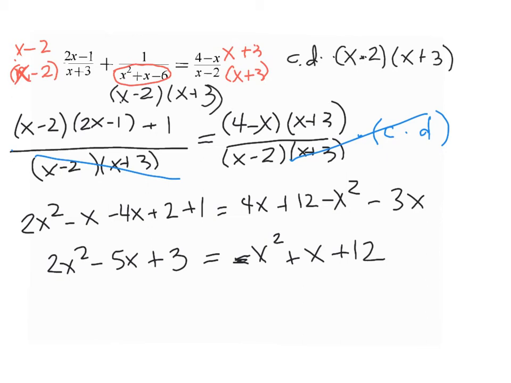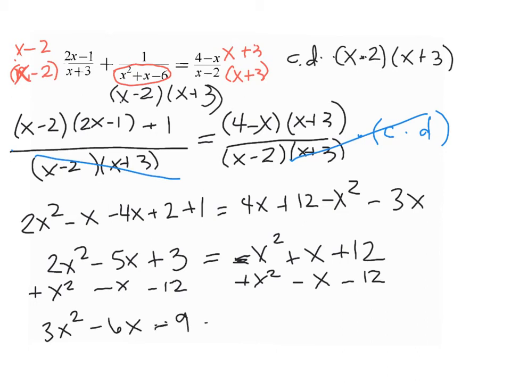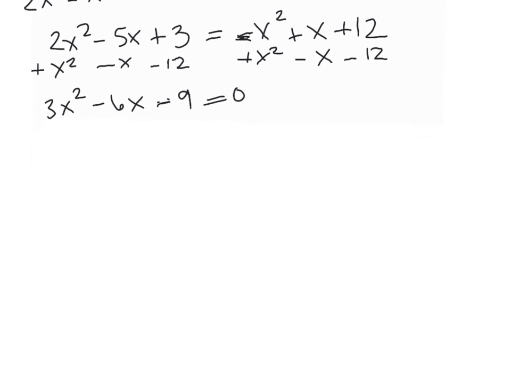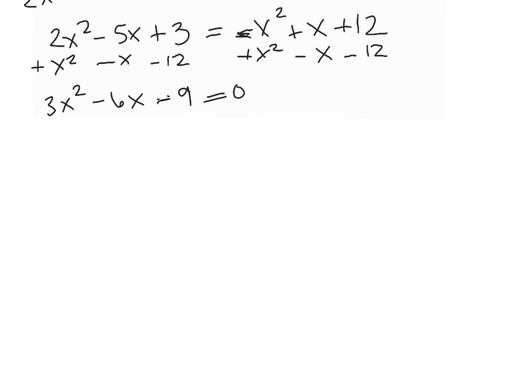So what I'm going to do next is try to get them all on one side so that I can either factor or use the quadratic formula or whatever I need to do. So I'm going to add x squared, subtract x, and subtract 12. So I've got 3x squared minus 6x minus 9 here. I'm running out of room, so I'm going to move this up. The first thing I noticed is that they all have a 3 in common, so I'm going to take out the GCF of 3.